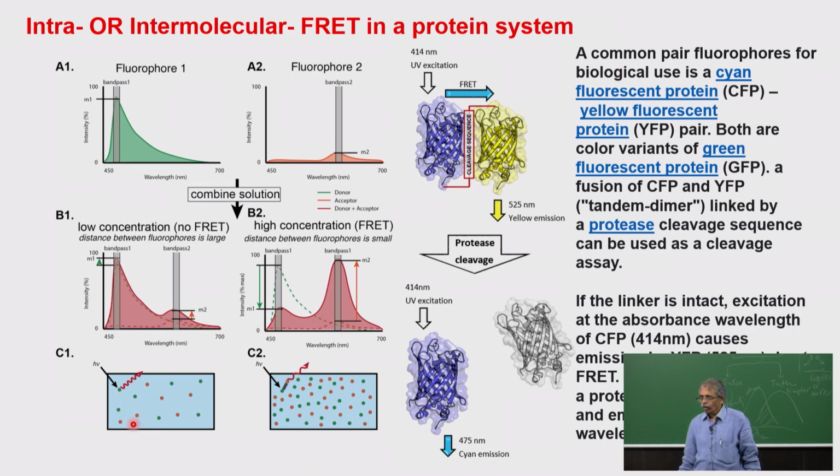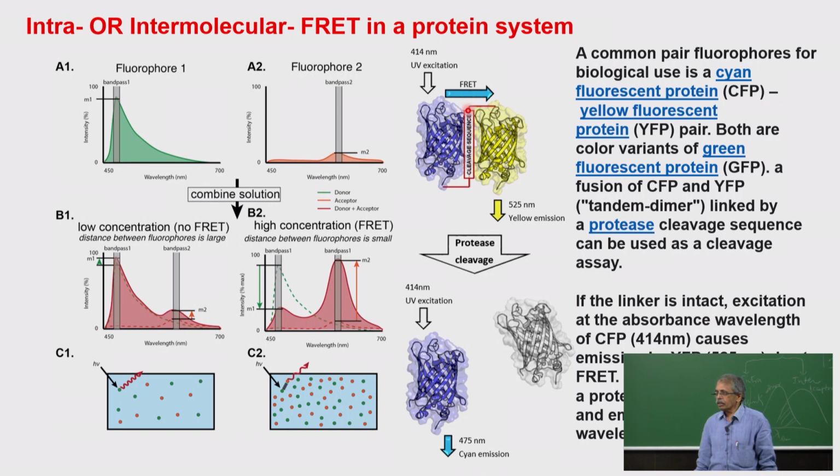So, one is shown as the greenish, one is shown as the red. You can call one of them a donor, the other an acceptor. The donor gives its own emission, which is then absorbed by the acceptor, and then the acceptor gives the final emission. So, the concept again is clear to you. It could be two fluorophores, one and two, in the same medium where the FRET is occurring.